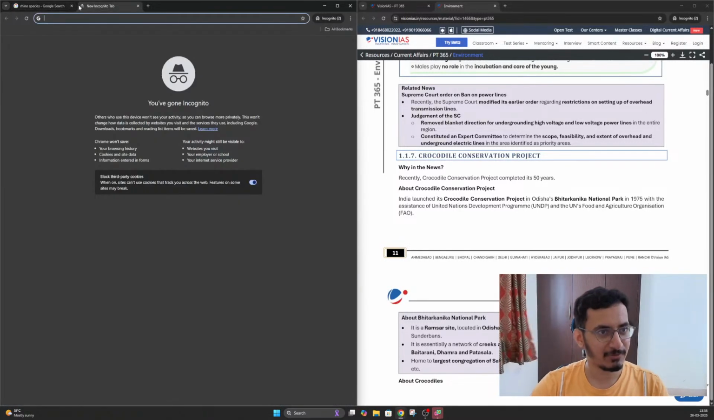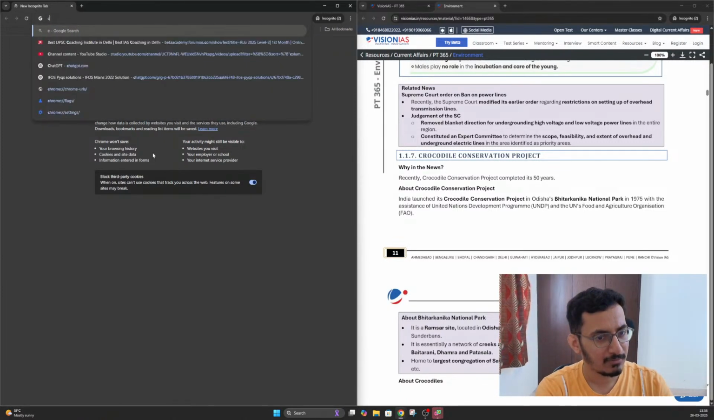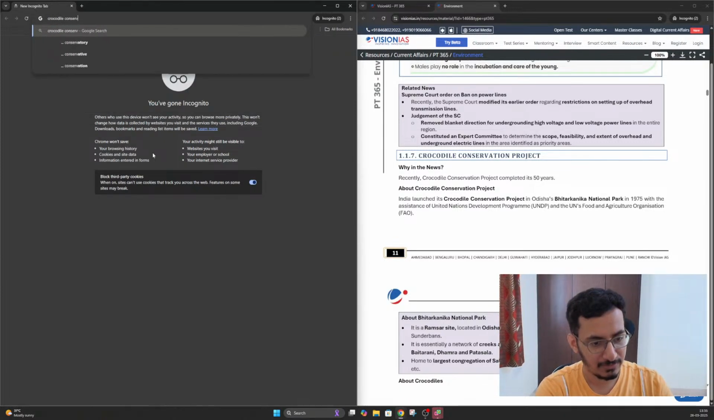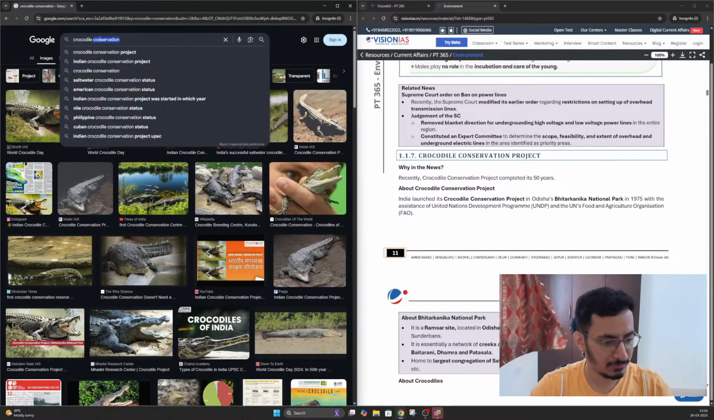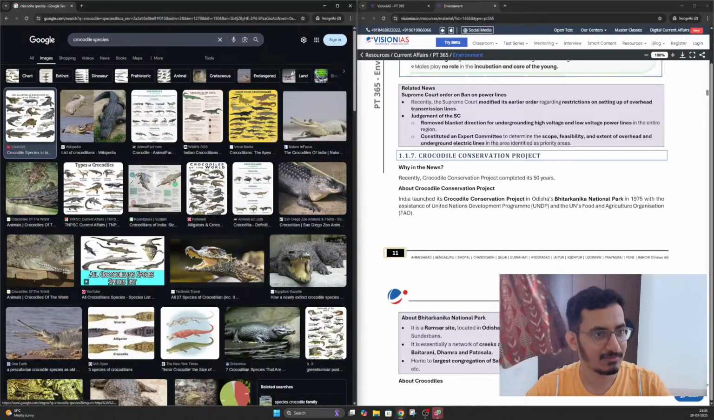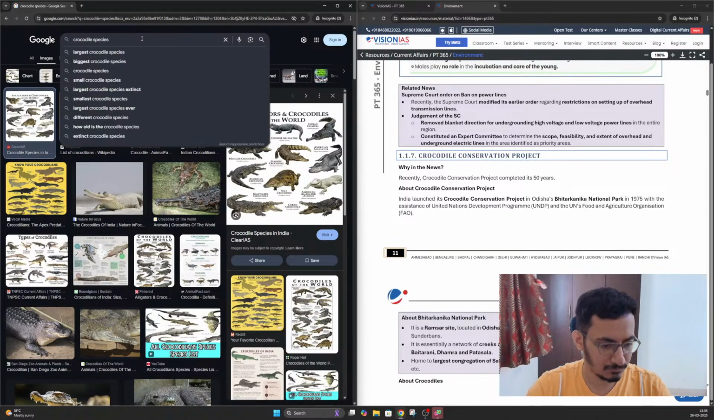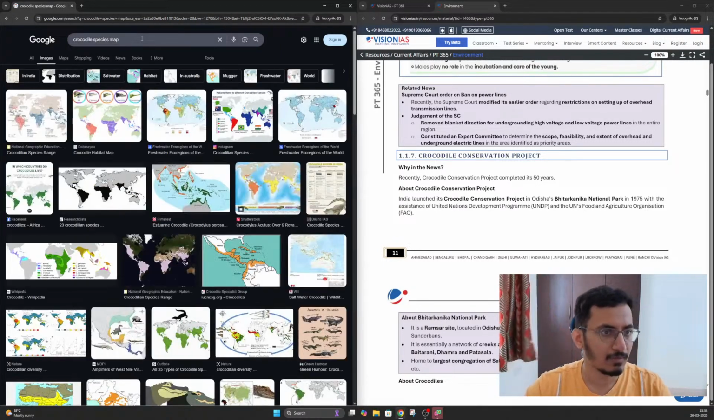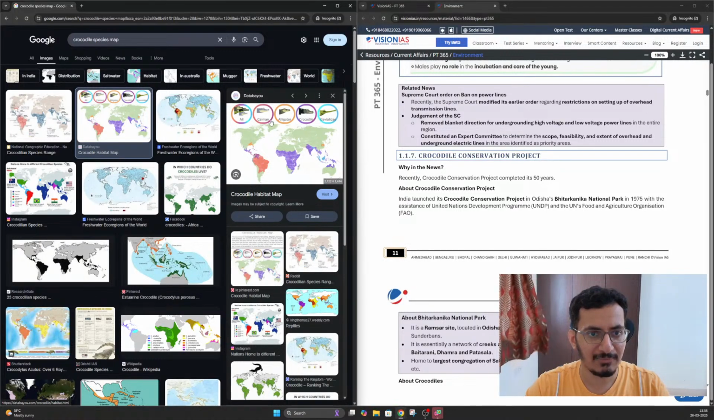But right now, it's time for crocodile conservation project. Let's see what the news is. Crocodile conservation. I was going to see crocodile species. Look at that, like a little lizard. This is called caiman. Caiman. Crocodiles live here.